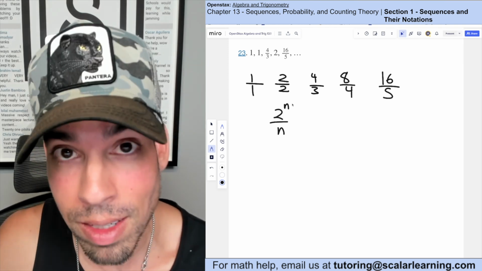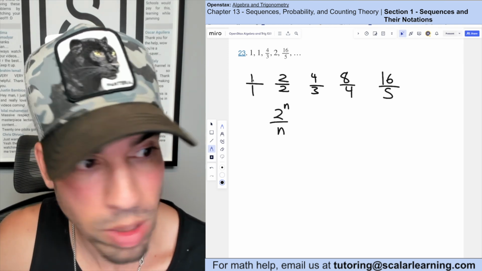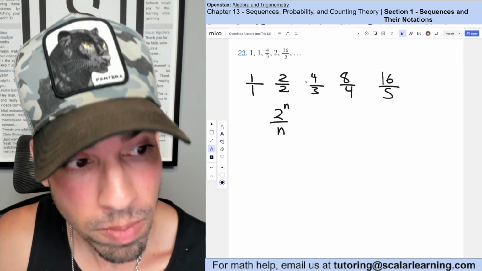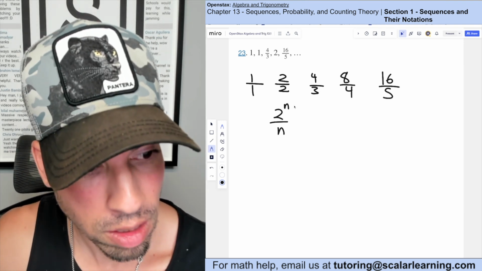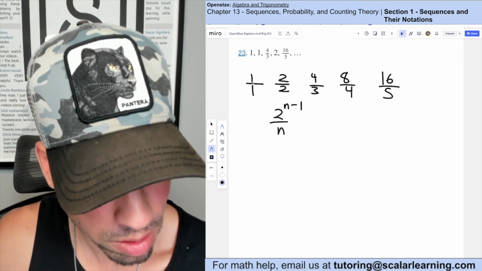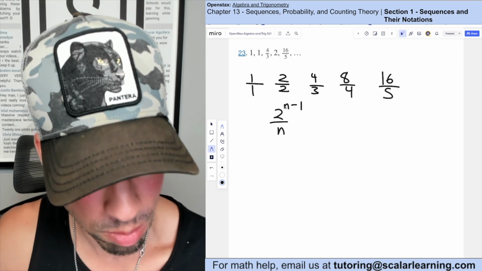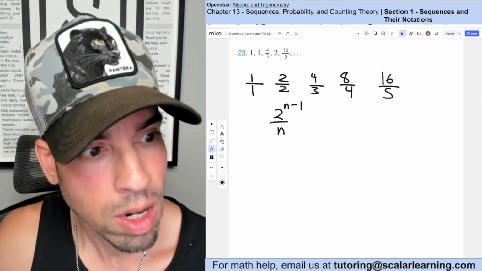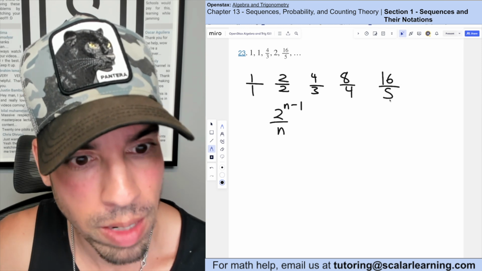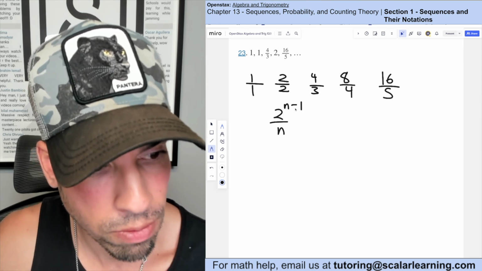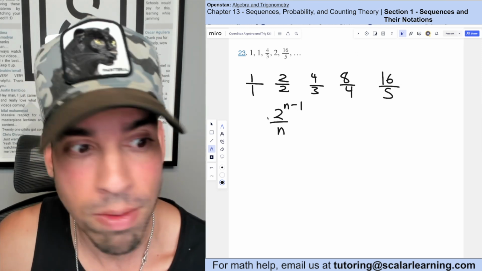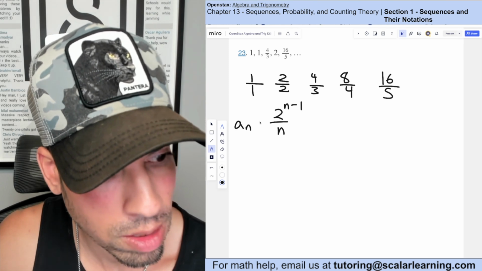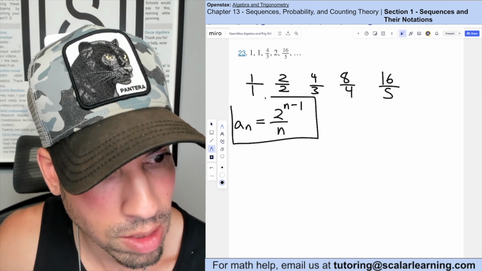And you might say to the n power, but the thing is, the first one, it's not a 2, it's a 1 based on how we've laid it out here. So it's going to be n minus 1, right? Because if I plug in 1 for the first term, it's going to be 1 minus 1, which is 0. 2 to the 0 is 1. Over 1, that works. Now let's try for the fifth term, right? If I plug in 5 here, I get 2 to the 4th, which is 16 over 5. So therefore, this is my explicit formula. That's how you do it.